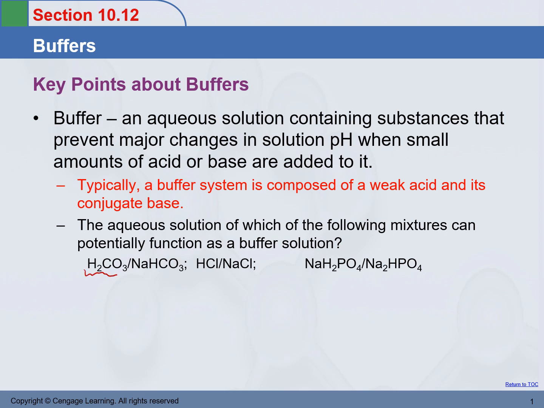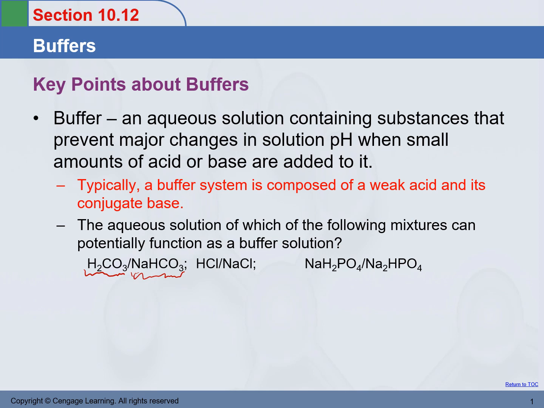Well, we have an acid, carbonic acid, and we know it is a weak acid. Again, how do we know that? Because it is not one of the 7 strong acids. That's a weak acid. Do we have its conjugate base? Sodium bicarbonate. That's a salt. That's not its conjugate base. Wait a minute. We are talking about the aqueous solution.